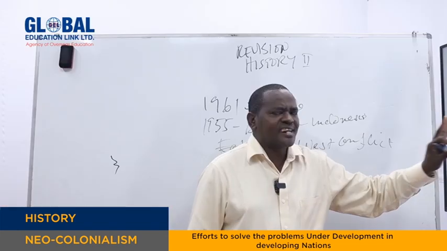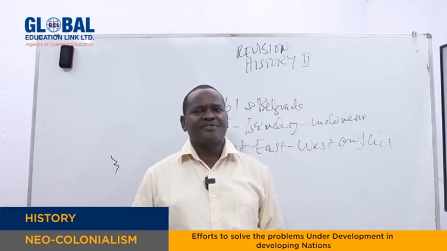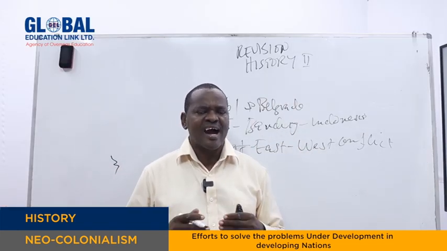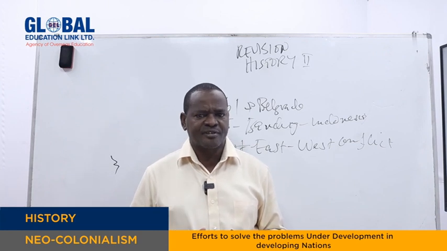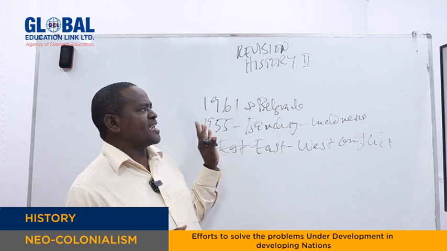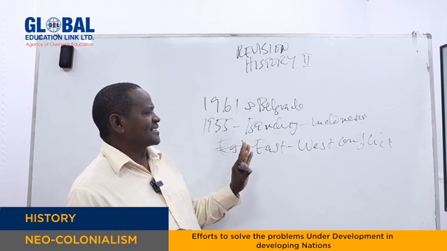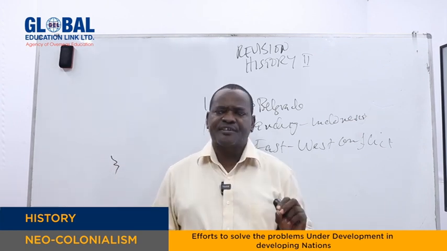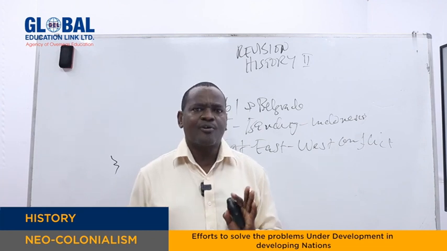In fact, the non-aligned movement later came to have more than half of the world's countries as members. So this is the movement which was established with the aim of trying to isolate some third world countries from the East-West conflict, which was so intense.